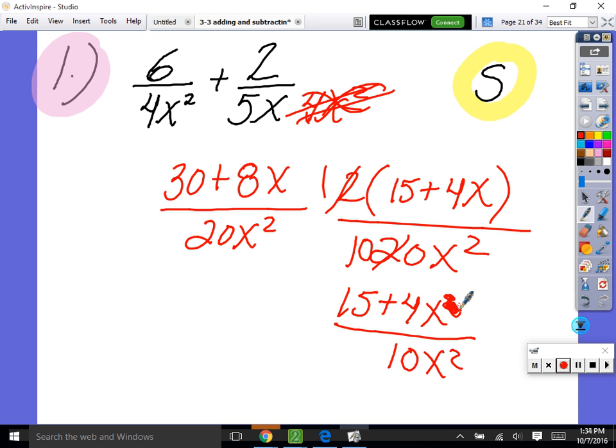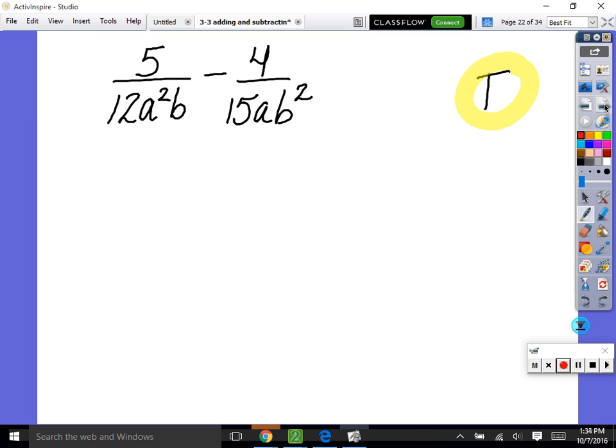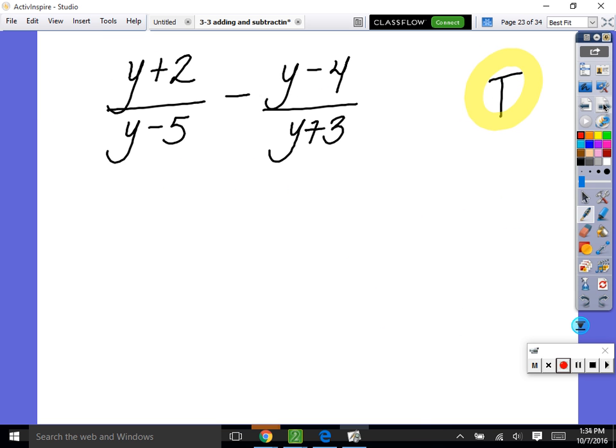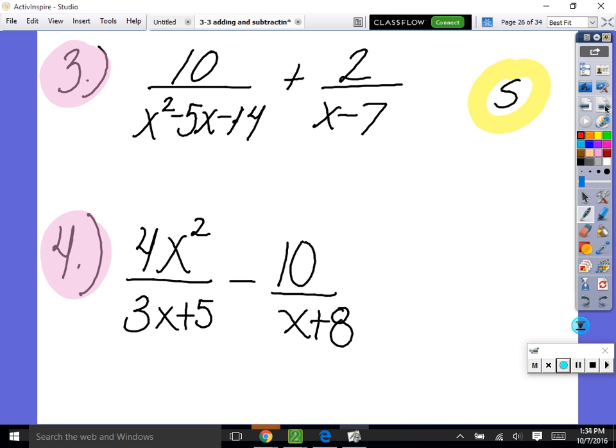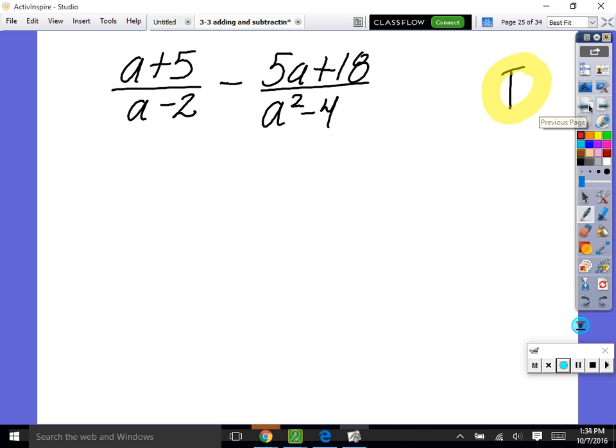It should be just 15 plus 4x. Sorry about that. We're all feeling okay? Okay, so how about everybody look up here? Can you do this one? Yeah? Right? Okay, so then if you're feeling good about all of these, you're sure you don't need any more examples.